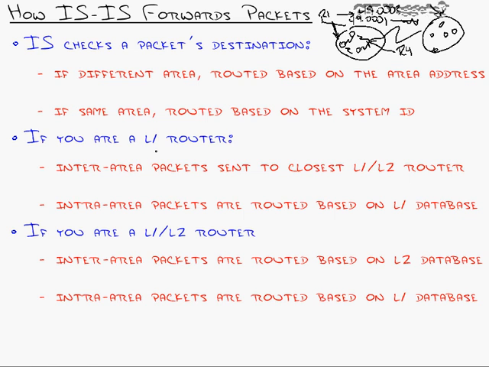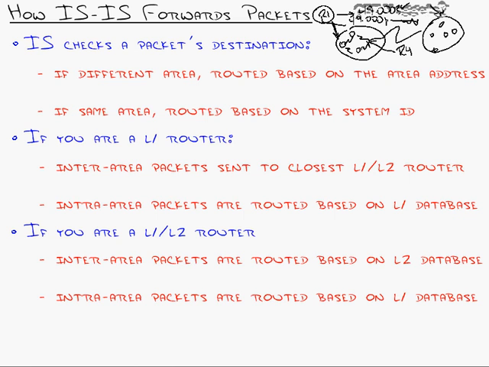If you are a level 1 router, remember, level 1 only knows about its own area. The inter-area packets, things that are destined for another area, are going to be sent to the closest level 1/level 2 router. Now stop right there. So router 1 is going to look right here. It's going to get some packets, and it's going to say, okay, I'm going to 49.0003. That's not in my area. And because I'm a level 1 router, I don't even know about that area. I don't know who that is or how to get there.